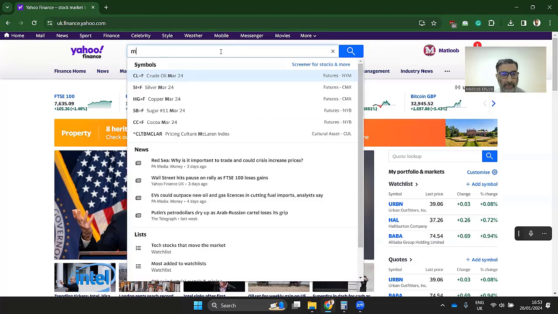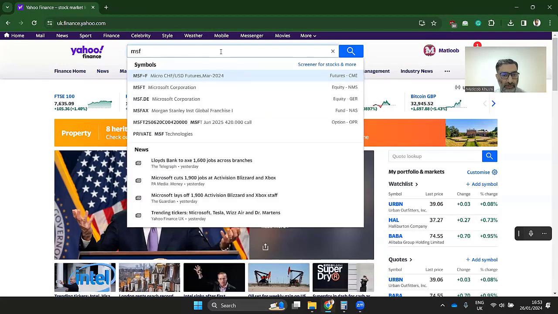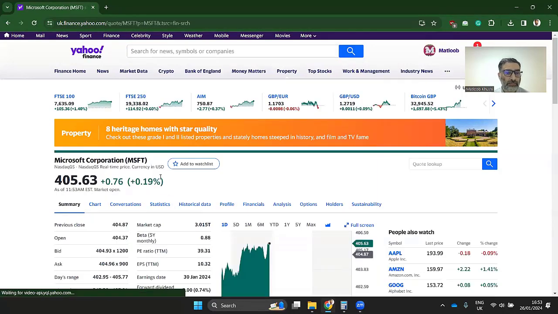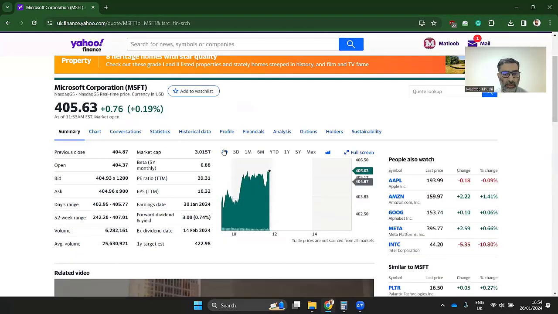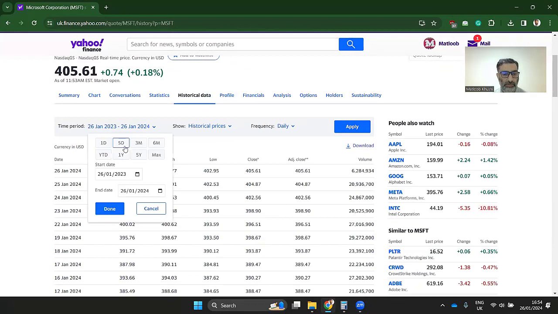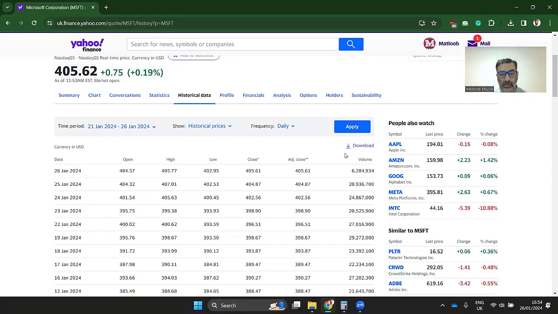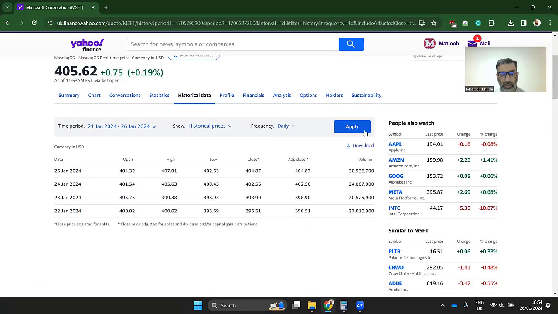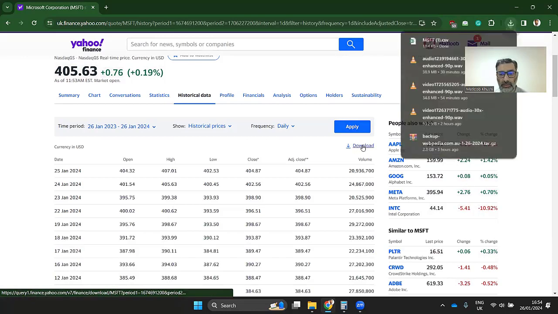So let's have a look, search for your favorite stock. Let's go for Microsoft. It could be anyone, on Yahoo Finance, and we go to historical data. Then choose the time period. You're going to get options like the last 1 year, 2 years, 5 years, or 5 days. Maybe let's go for the 1 year and hit the download button.